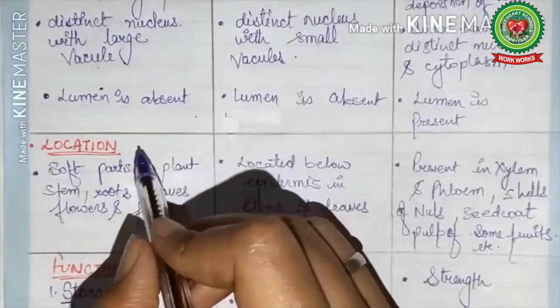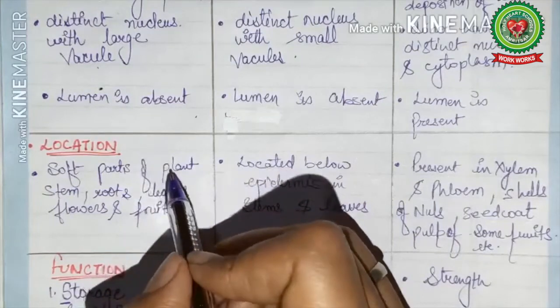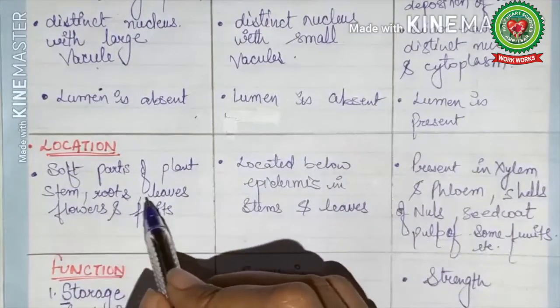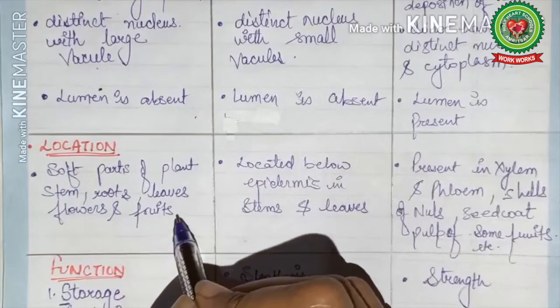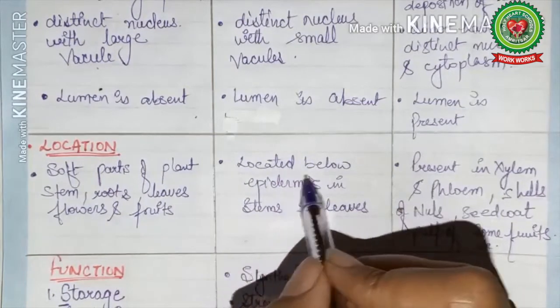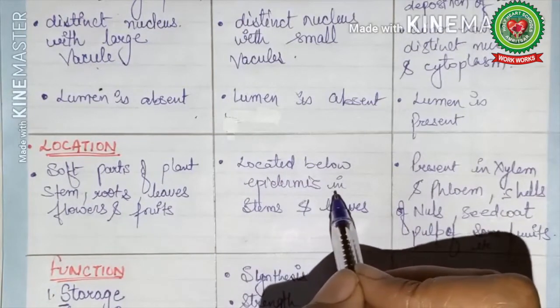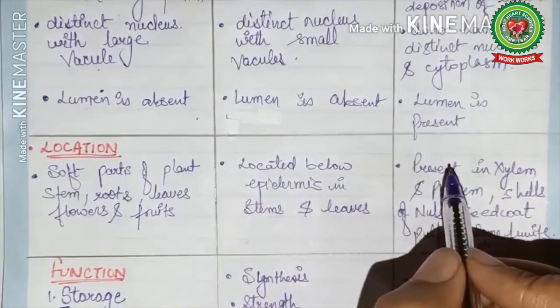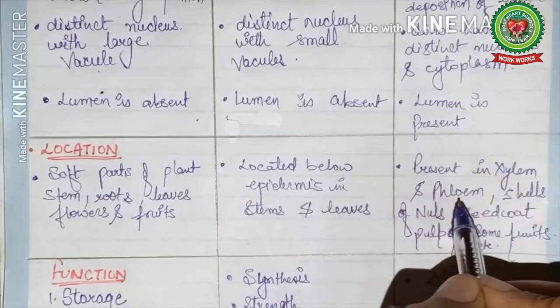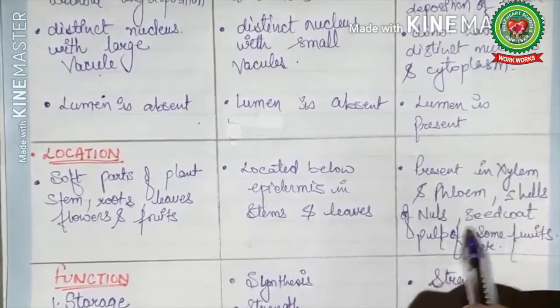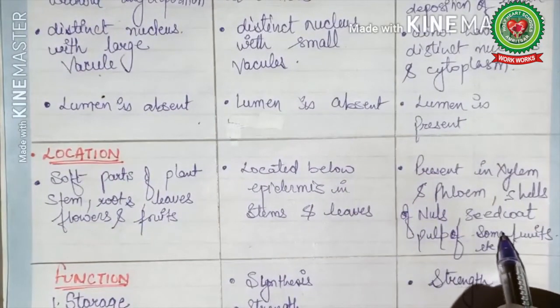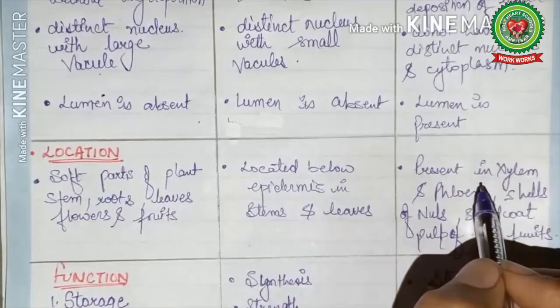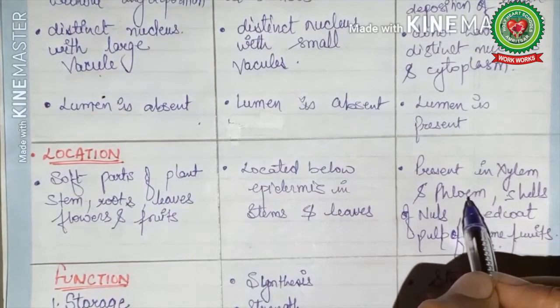Now, parenchyma is located in all the soft parts of plant, that is stems, roots, leaves, flowers and fruits. Collenchyma is located just below the epidermis in the cortical region, in stems and leaves. If we talk about sclerenchyma, it is present in the xylem, phloem, shells of nuts, seed coat, pulp and some of these fruits, and basically it is present in the hard parts of the plant.